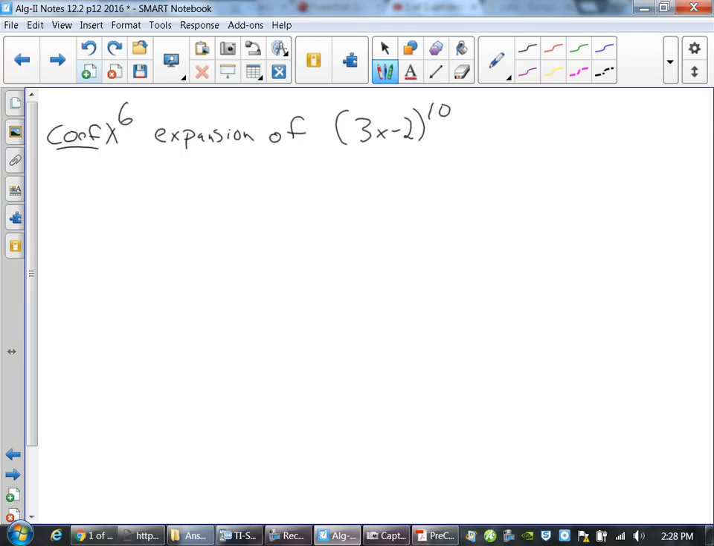Very good. What that means is that this power here has to be raised to the 6th, because it's 3x to the 6th, so that would be the 6th part of x. And that means that the other part, the negative 2, would have to be raised to the 4th, because these two... correct. That has to work. And what's the choose thing that goes out in front?